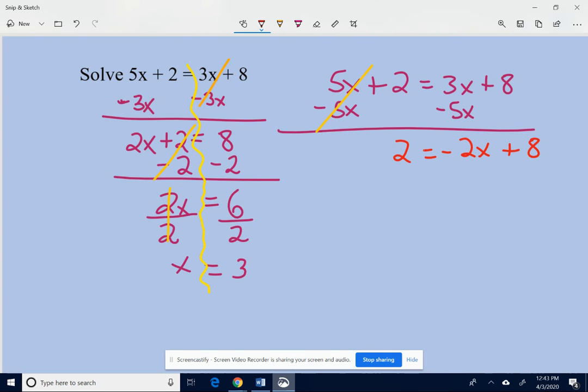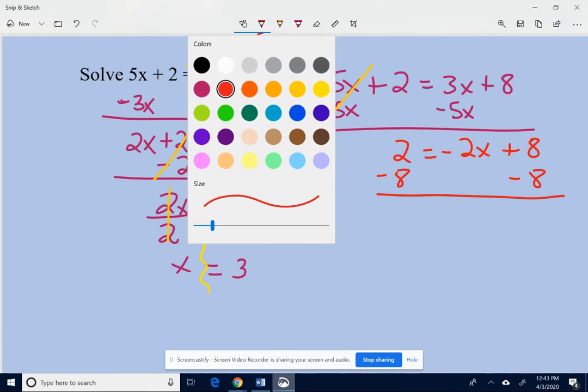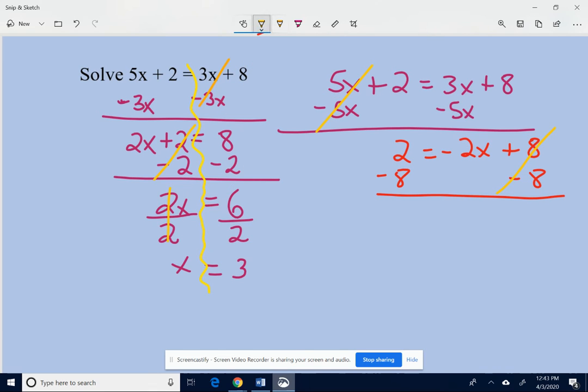This does work, guys. It's just, I think for most of you, you're going to end up with more negatives and you won't like it as much. So to get rid of the added 8, subtract 8 from both sides. When you do that, you are left with 2 minus 8, 2 plus negative 8, same thing, negative 6. The 8 minus 8 went away, bring down negative 2x. So we have negative 6 is equal to negative 2x.